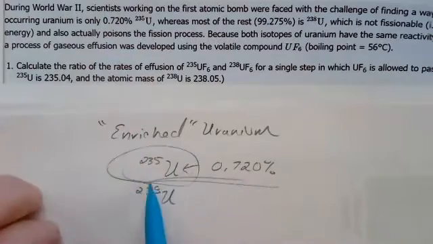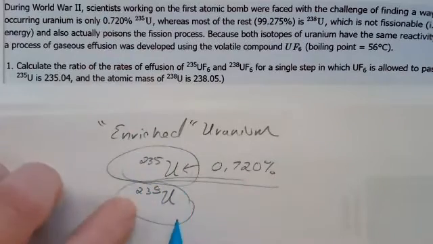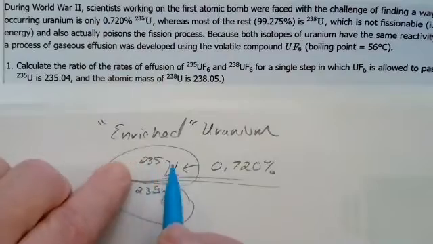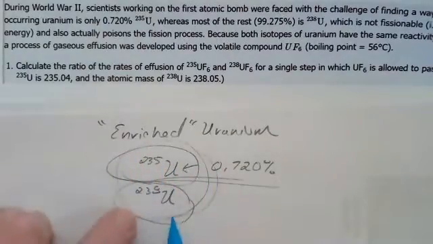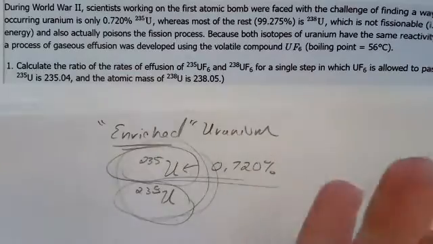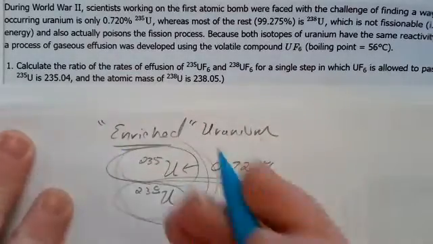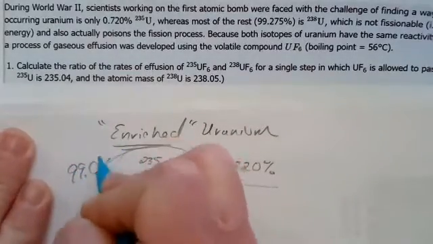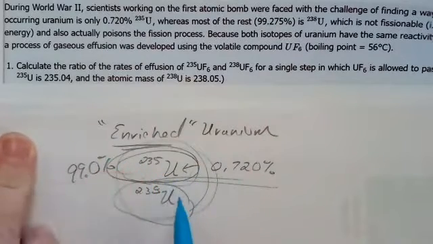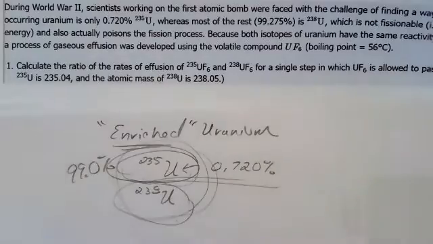separates uranium-235 from uranium-238. And the higher the percentage of uranium-235 in your sample of uranium, the more enriched it is. And ideally, for fission reactions, a 99% portion of uranium-235 is found to be ideal. All right, so how do we do it?